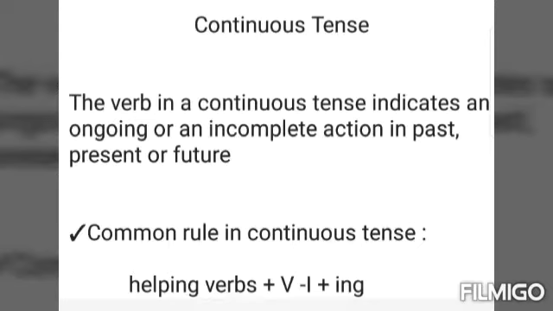The common rule in continuous tense we will follow is: helping verb plus verb first form plus ing. Here, the helping verb will differ in each tense, and the common part will be verb first form plus ing in all the tenses, that is past, present or future. Now let's know about present continuous tense in detail.